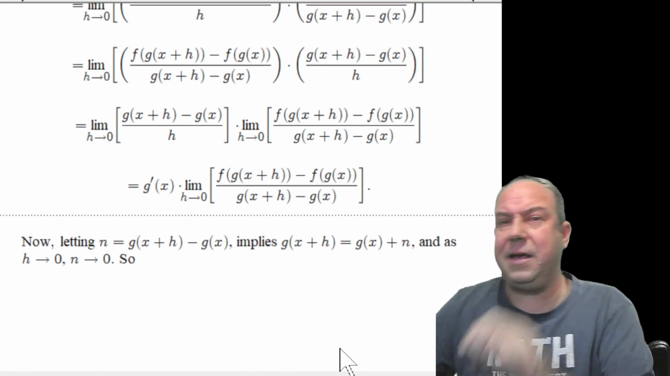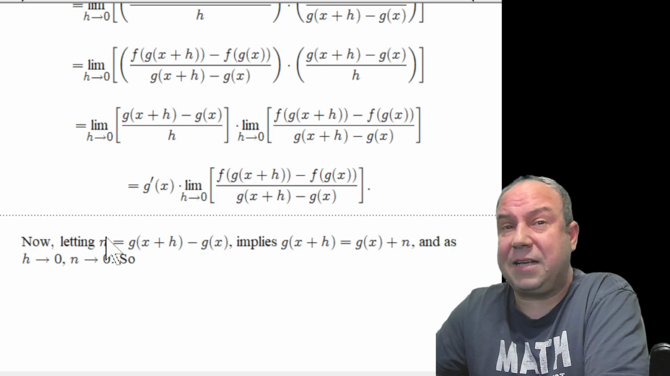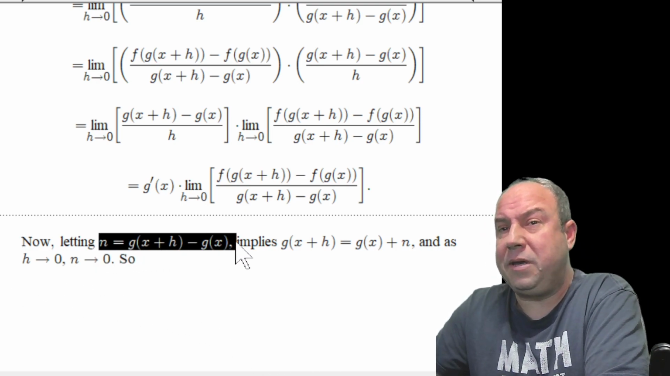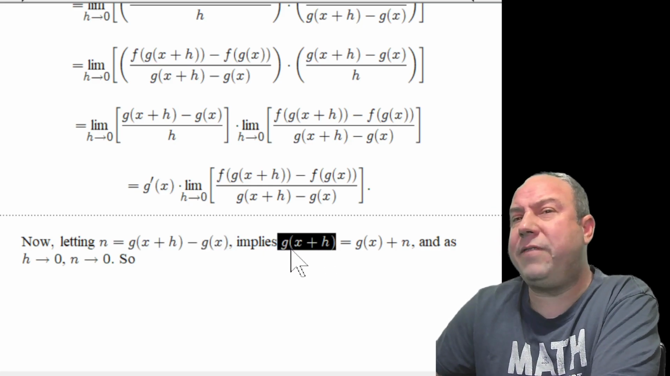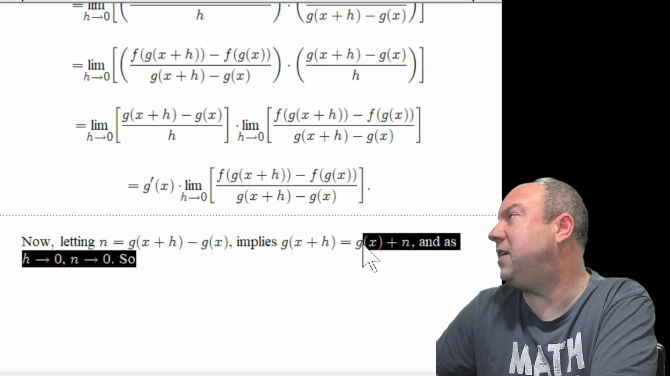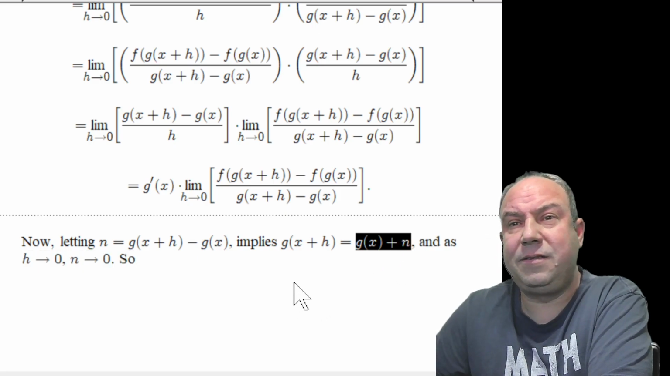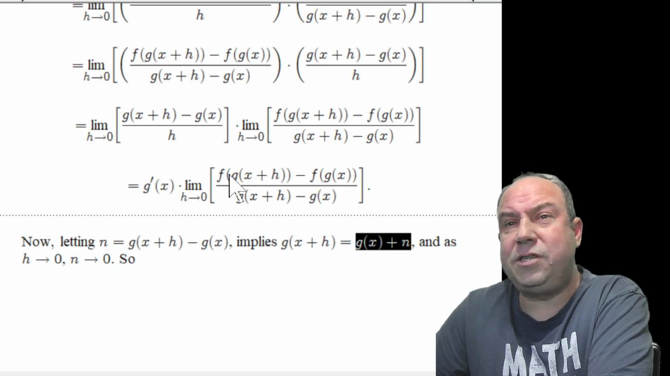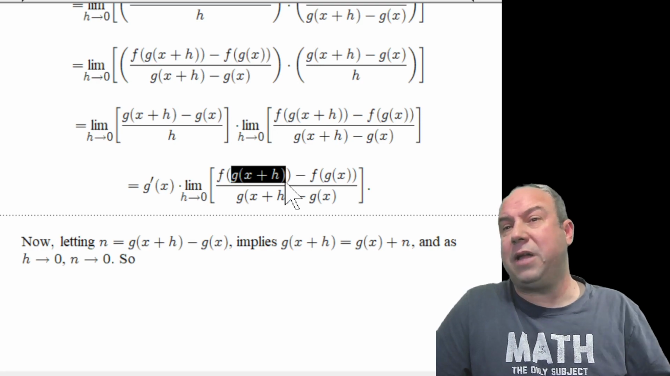We're going to let n be equal to g at x plus h minus g of x. We're going to let it be that denominator. Now, that has some implication to it. If we solve that statement for g of x plus h by adding g of x to both sides, that means g at x plus h is just going to be equal to this statement g of x plus n.